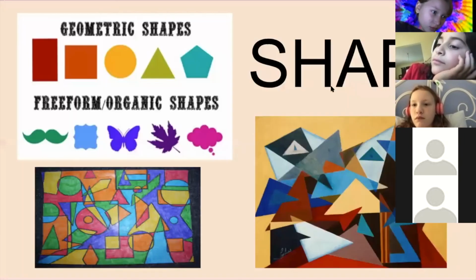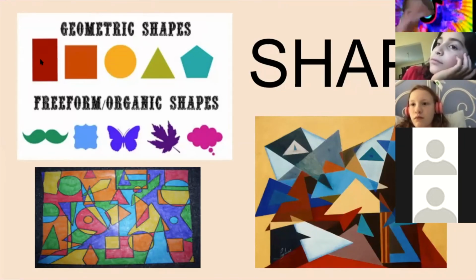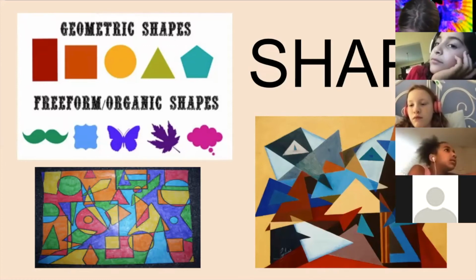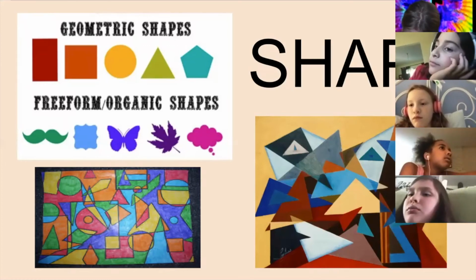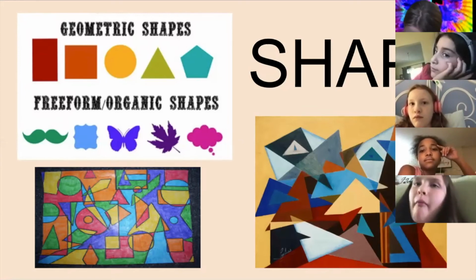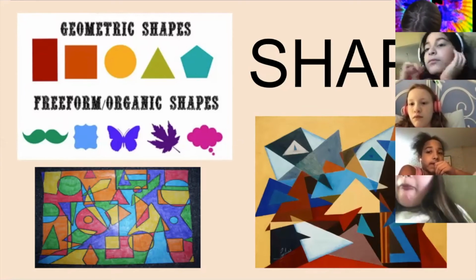The next one is shape. So shape is just the shape of things. A lot of times we think of geometric shapes first, which are going to be like the rectangle, square, circle, triangle, and hexagon, and things like that. A lot of those geometric shapes have corners and have sides. Okay, but geometric shapes are not the only kinds of shapes you can make.